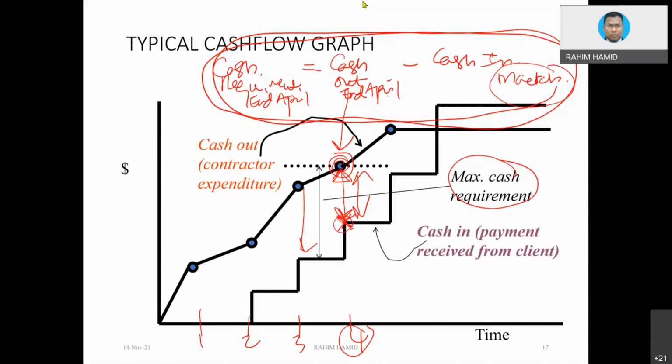Mungkin kita akan lihat nanti scenario dia sekiranya ada advance payment. Bila kita ada advance payment, kita boleh nampak graf payment daripada klien tu, graf tu dia akan jadi tinggi sikit. Okay? So macam mana? Faham tak? Okay, saya faham. Itu je soalan saya.